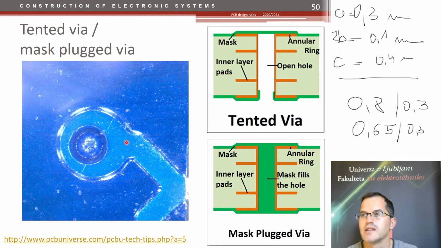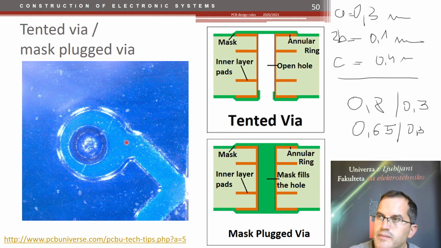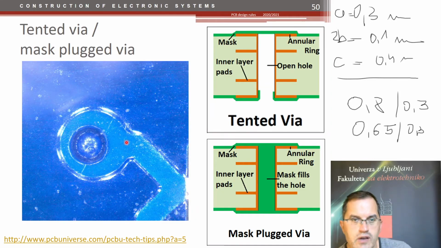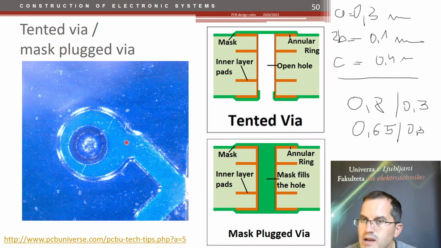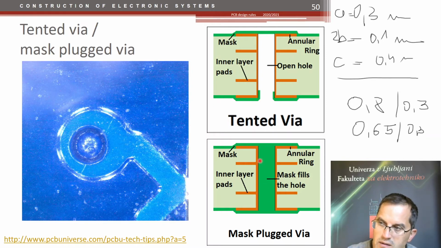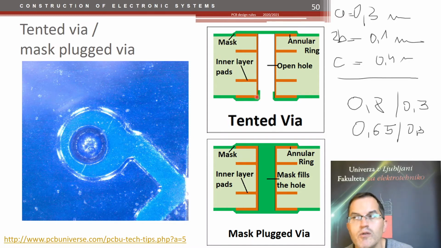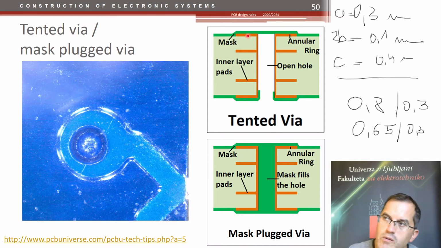The wire tenting looks like that. Wire tenting, or covering with solder mask, is a technique where you fill the wire completely, and it's not even necessarily filled. It could be filled, which is called mask plugged, that it's completely filled, or just covered. But if the wire is covered, it should be covered on both sides. Covering a wire on one single side is not acceptable.